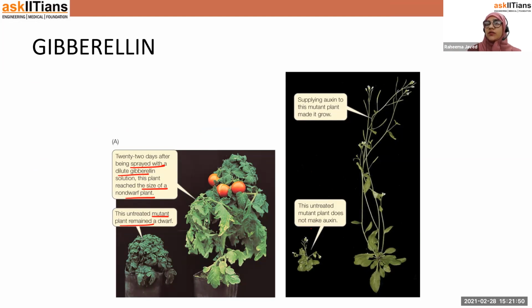In the next picture, you can see there is a mutant plant which does not make any auxin. But when it was supplied with auxin, the auxin made it grow. As you know, auxin causes cell division, it causes cell elongation also. It also causes root initiation and shoot initiation, which helps in the development of the plant.